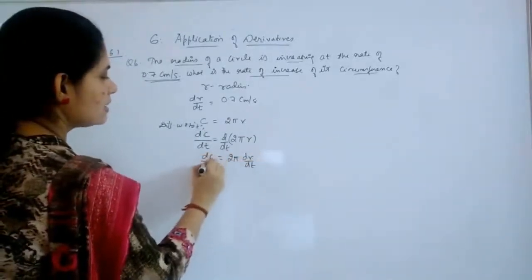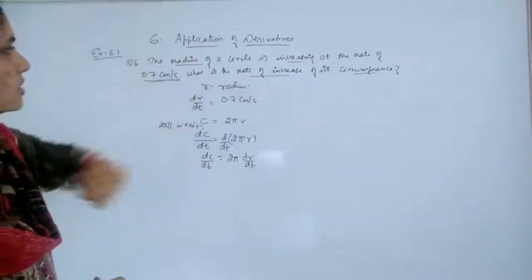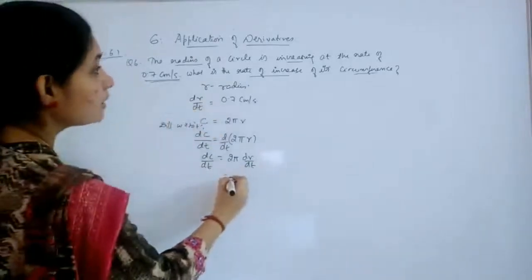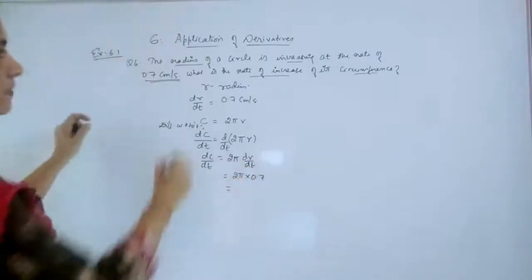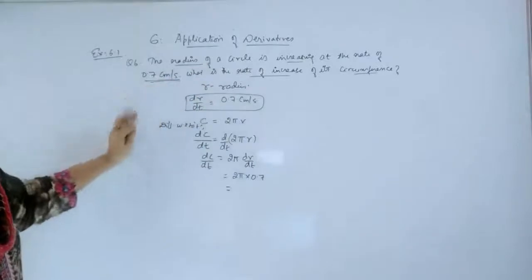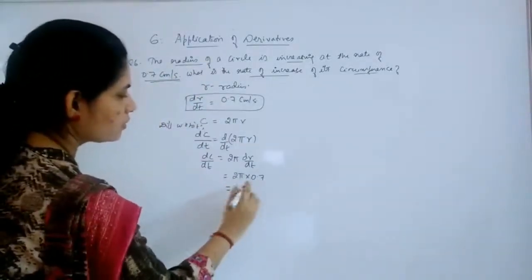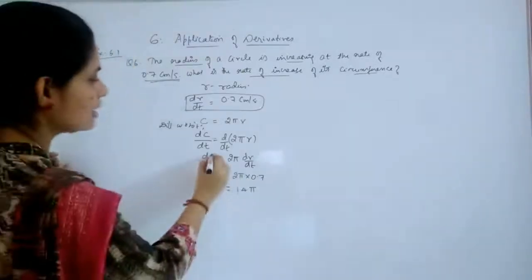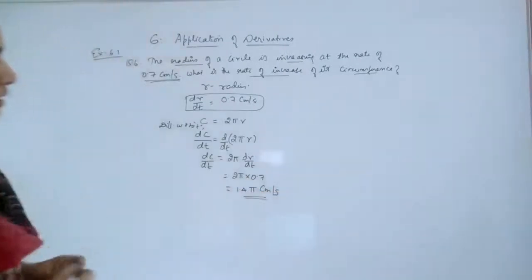So dC by dt is 2 pi into dr by dt, and you can just replace the value of this one, that is 2 pi into 0.7, which is given in the question. And no value is given for the radius, so this will be your final answer, that is you will get 1.4 pi. Again, circumference is also having the same unit, centimeter per second.